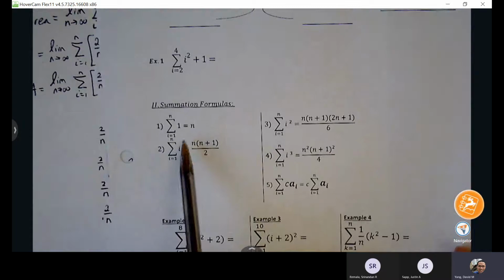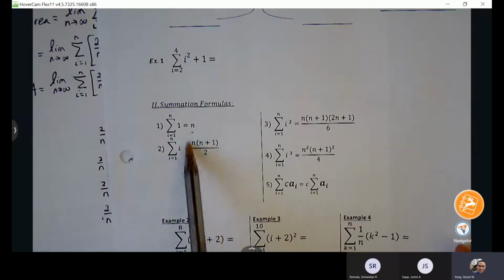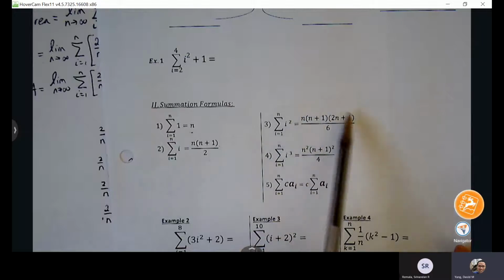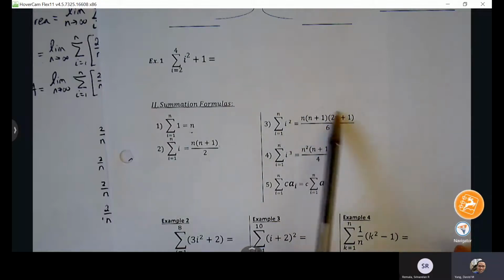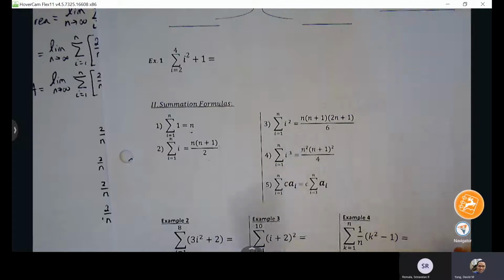I'll provide this formula sheet for you. Summation of 1 is n, summation of i is n times n plus 1 over 2, and summation of i squared is n times n plus 1 times 2n plus 1, all over 6.